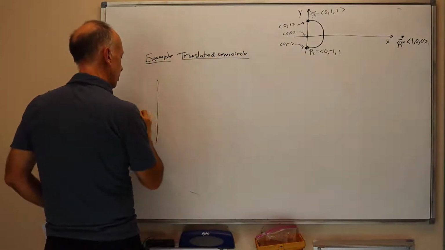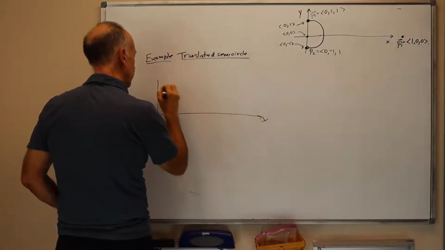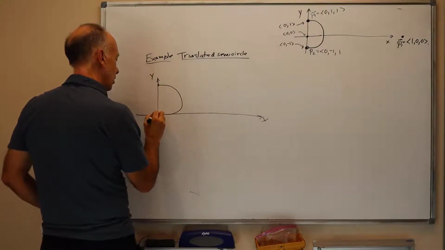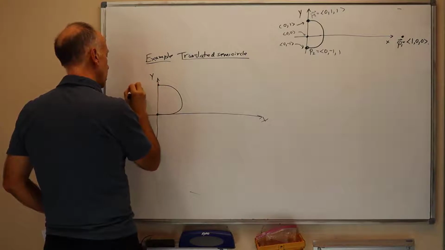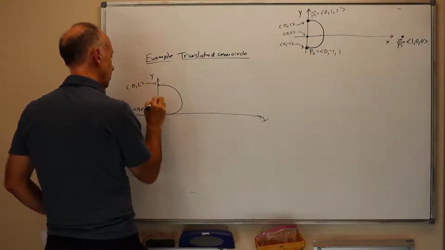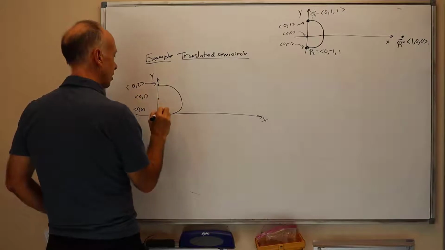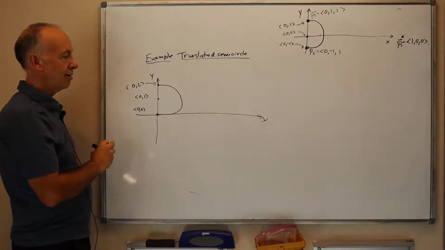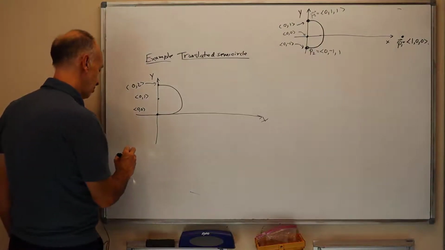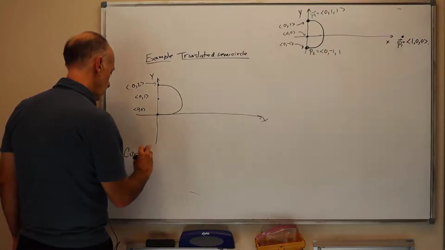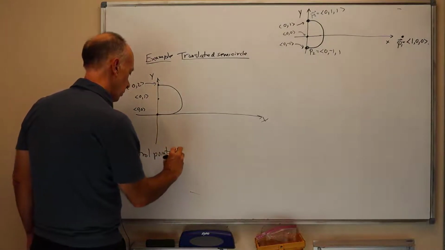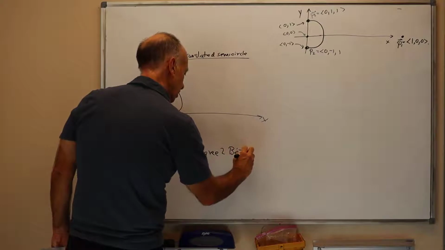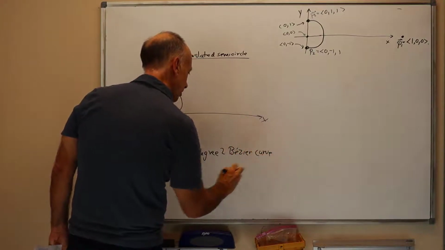So I'm going to do still the unit semicircle. And I'm going to move it up 1 unit so that here's the origin. Here's the point (0, 2). Here's the point (0, 1). And it's a semicircle of radius 1. And we'd like to find the control points for this as a degree 2 Bezier curve. And we want the Bezier curve, of course, to trace out this translated semicircle.